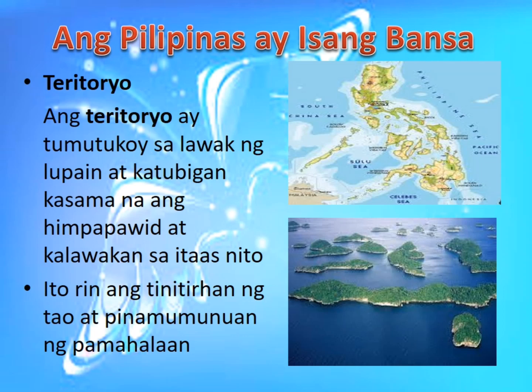Ang sumunod na elemento ay tinatawag natin na teritoryo. Ang teritoryo ay tumutukoy sa lawak ng lupain at katubigan kasama na ang himpapawid at kalawakan sa itaas nito. Ito rin ang tinitirahan ng tao at pinamumunuan ng pamahalaan.